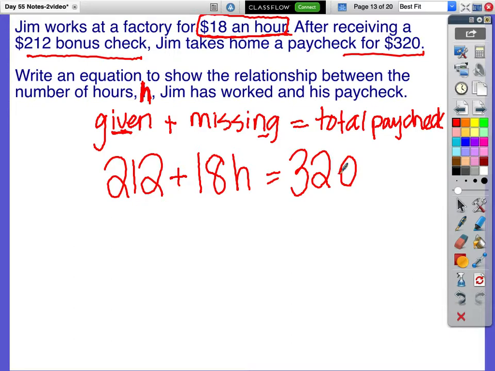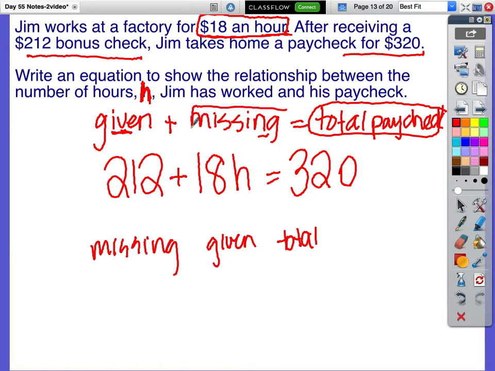Now we have found our given information, our missing information, and our total. Now it's not going to always be given to you in a problem in that order. It might give you the missing information, then the given information, then the total. Or it might give you the total and then the missing, then the given. It doesn't matter. You just need to know that these are 3 different things in a word problem that you're looking for. A given, a missing, and a total.